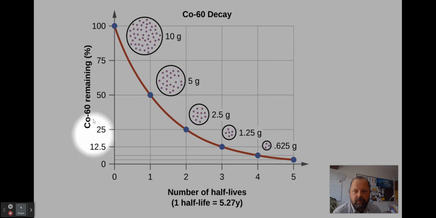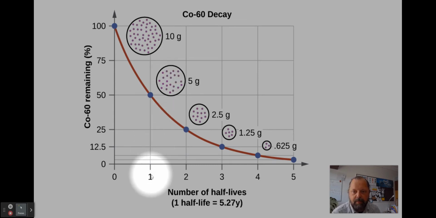So on this axis, you will always have a measure of how much radiation remains, starting off here at 100%. The half-life, which is what this axis is on this graph, 1 half-life, 2 half-lives, 3 half-lives, 4 half-lives, and so on. The half-life is the amount of time for the amount of radioactivity to halve. So you can see here the cobalt-60 decay goes from 100% down to 50%, or we could say from 10 grams to 5 grams, and that is 1 half-life.